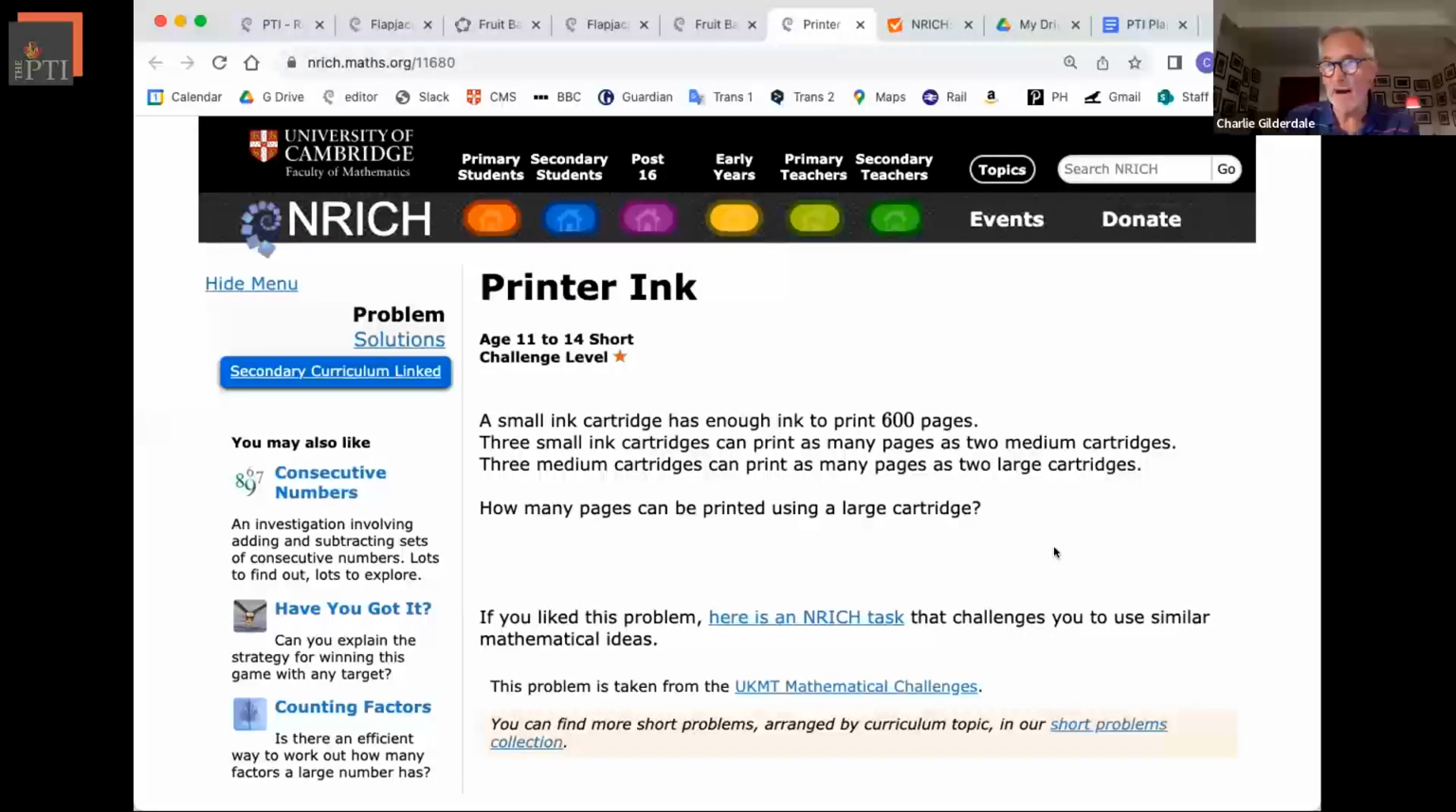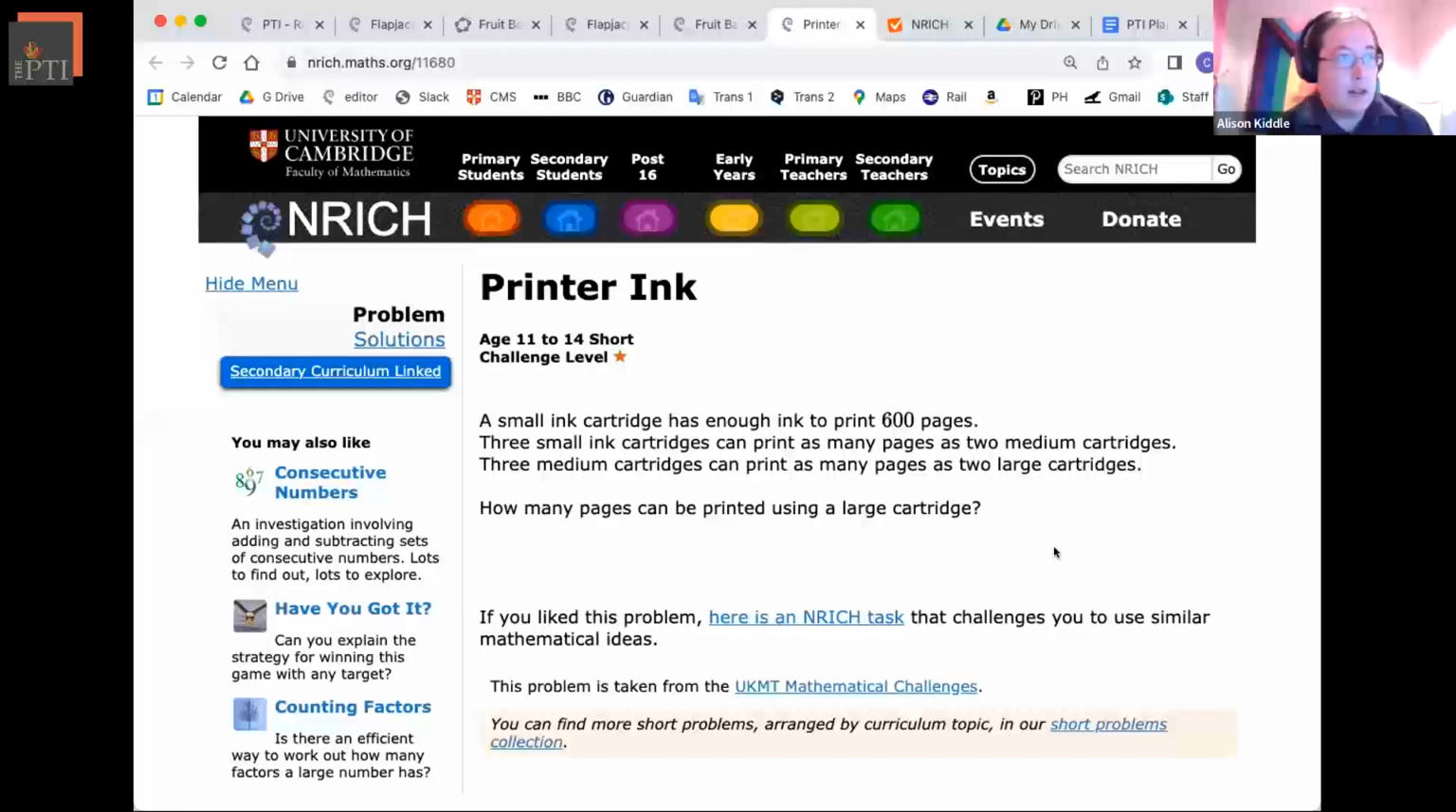A small ink cartridge has enough ink to print 600 pages. 3 small ink cartridges can print as many pages as 2 medium cartridges. And 3 medium cartridges can print as many pages as 2 large cartridges. How many pages can be printed using a large cartridge?